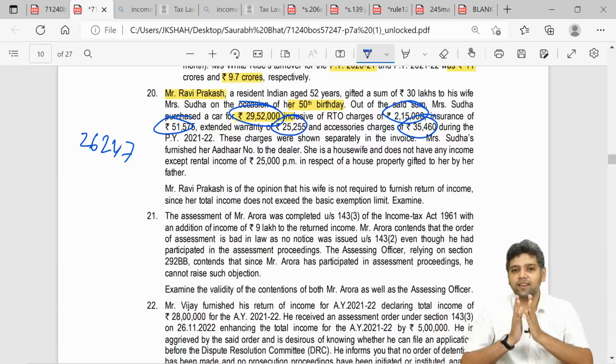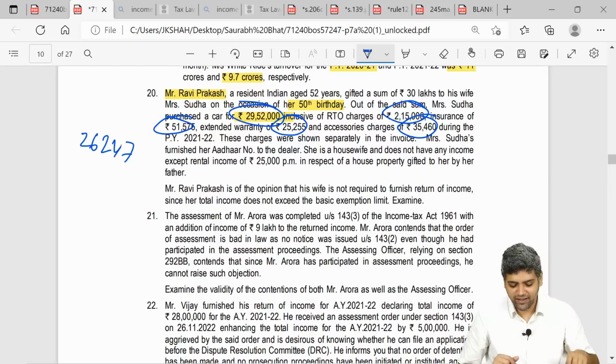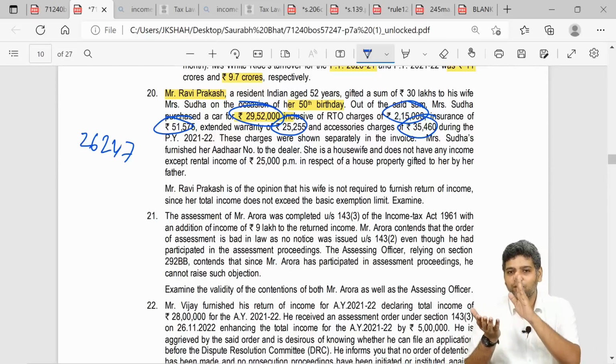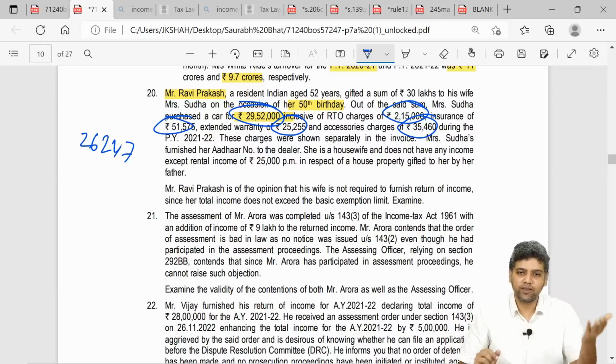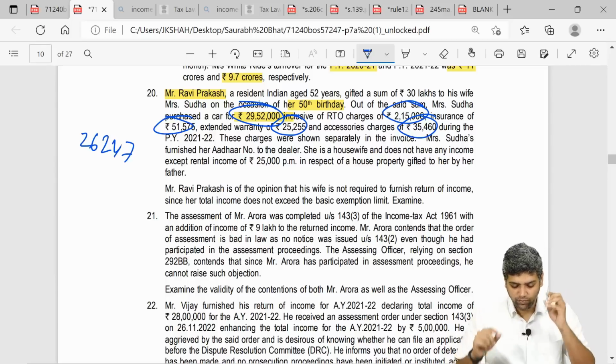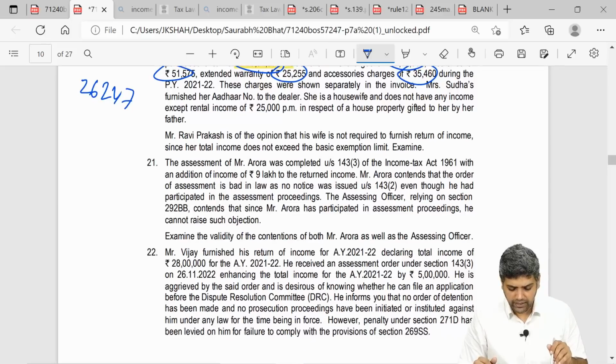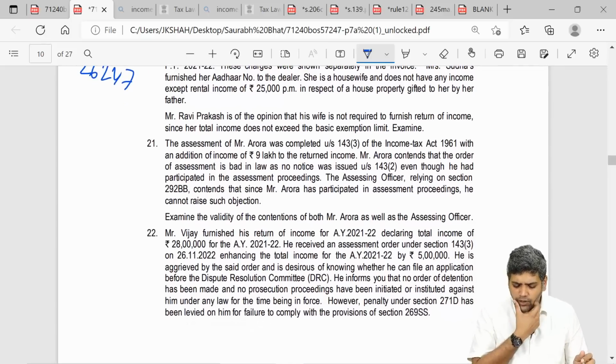So in Hindi there is a famous song, Kahin pe nigahe, kahin pe nishana. So it's like that. They are talking about 206C, but actually the question is based on 139(1). So you require knowledge of both the provisions. Anyway, let's look at the next one.